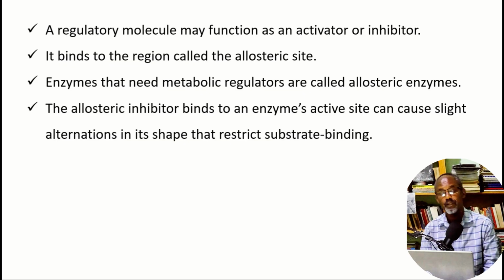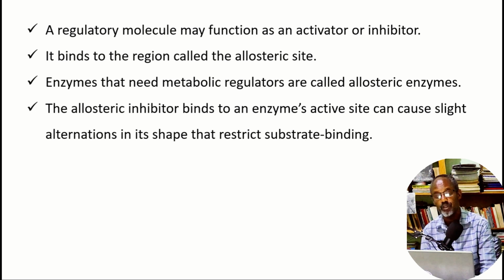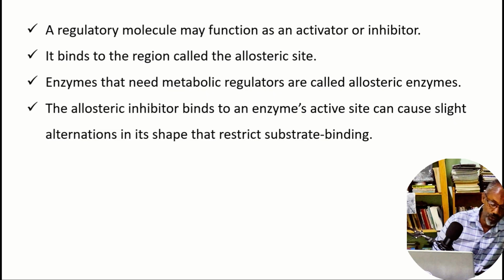You see, when allosteric inhibitor attaches to the allosteric site, it causes a change in the shape of the active site so that the substrate will not be bound to it. If the substrate is not binding to the active site, there is no change of substrate into product. This is the way to shut off temporarily, for the time being, to keep the enzyme inactive.